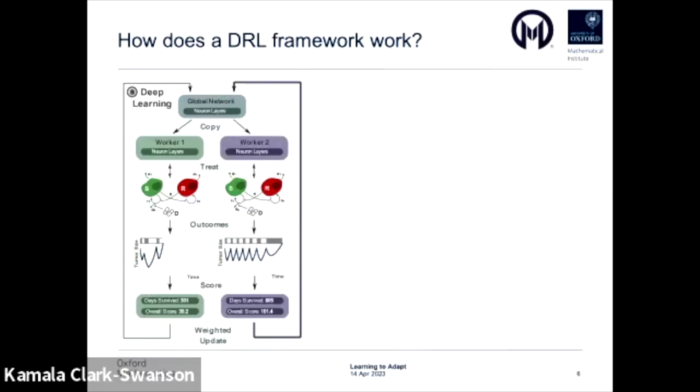We can then score those outcomes looking at both the total tumor size, but also other metrics such as the cumulative drug dose given across treatment. And then we feed that back into the global network, weighted by how good that treatment was in our score. So here on the right, worker 2 appears to have come up with a better treatment protocol. The patient that worker 2 is interacting with survives longer. It has a longer time to progression, or TTP, and so therefore we give them a higher score and we weight that higher when we update the global network.